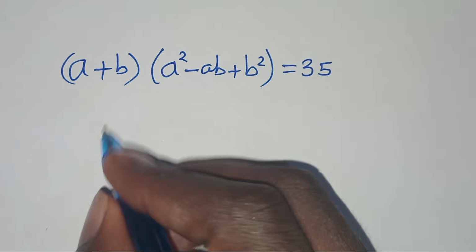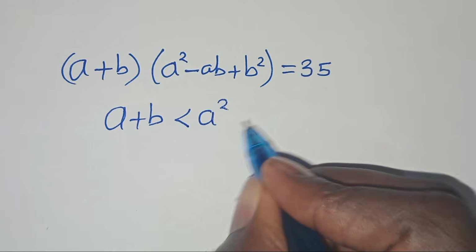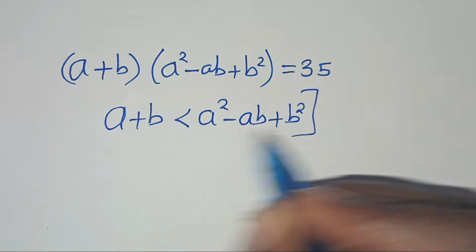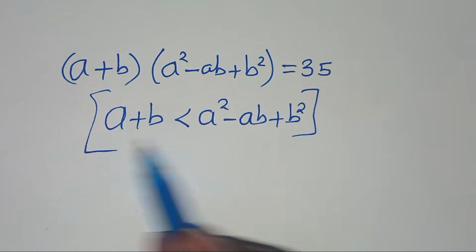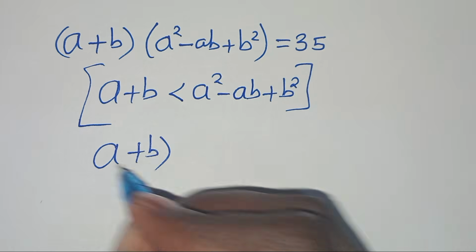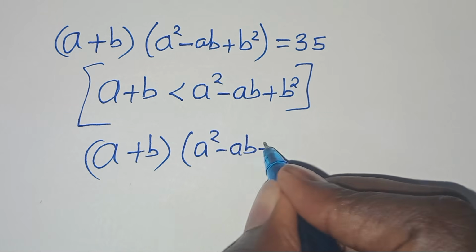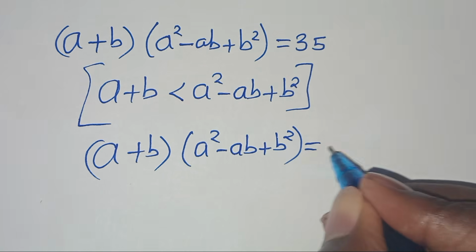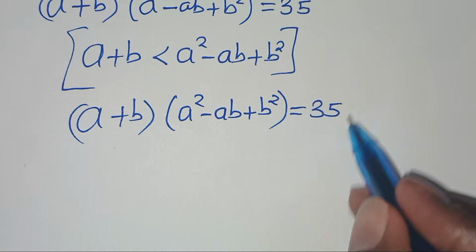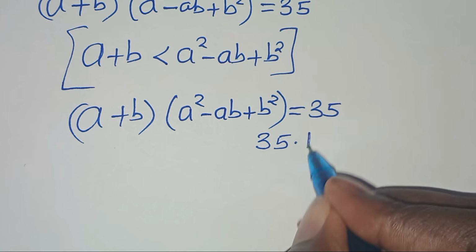Now from here we have that a plus b is less than a to the power of 2, subtract ab plus b to the power of 2. From this condition, we have a plus b multiplied by a to the power of 2, subtract ab, then plus b to the power of 2, equal to 35. So the next step is to determine the factors of 35. So we have 35 multiplied by 1.